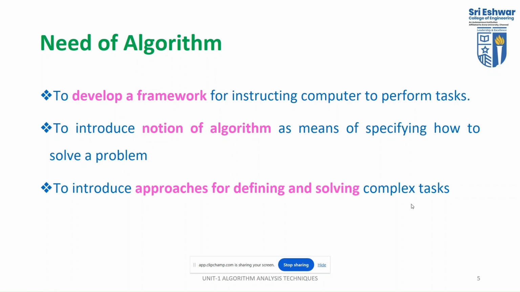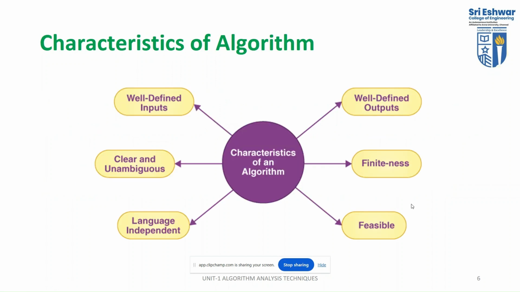Next, we will see the need for an algorithm. An algorithm is designed to develop a framework for instructing the computer to perform tasks, and it is also used to introduce the notion of an algorithm as a means of specifying how to solve a problem. The third need of the algorithm is that it is used to introduce approaches for defining and solving complex tasks.